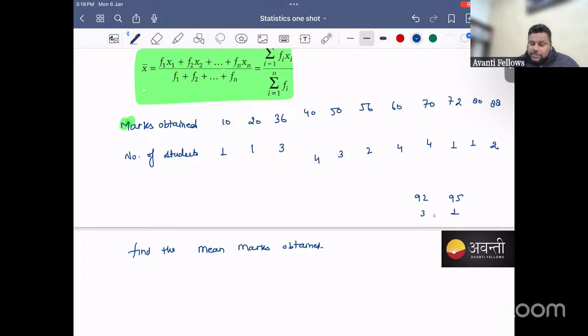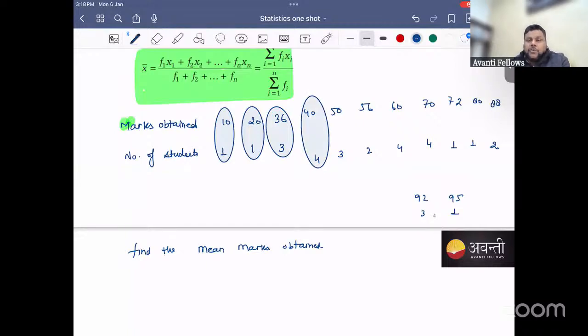Got it? So what do you have to do? Very simple. Just multiply fi xi. So f1 x1 plus f2 x2 plus f3 x3 plus f4 x4 and so on. We keep on doing this, keep getting the results, then add them and then divide by the total number of students. Understood?